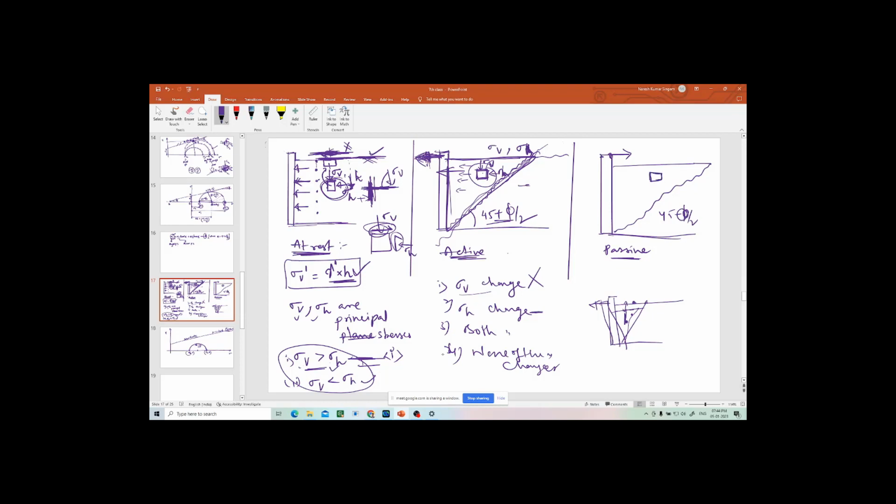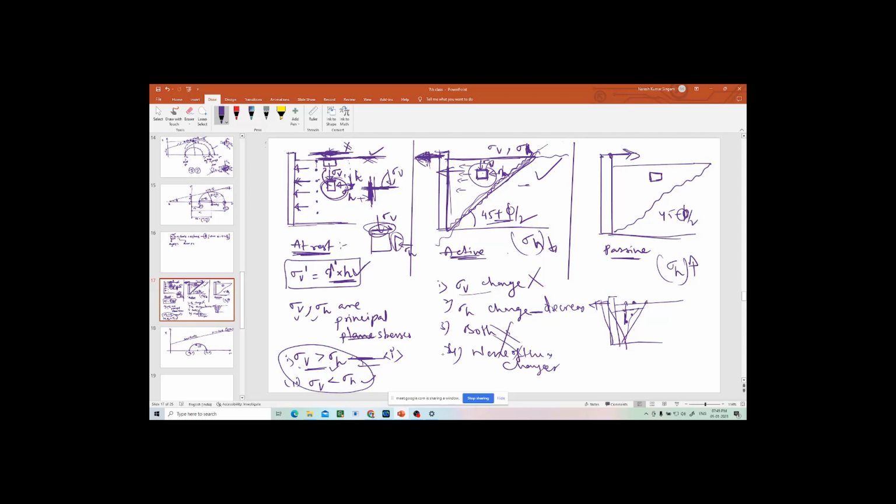In this condition, sigma h changes because you are releasing the pressure in the horizontal direction, so sigma h will decrease. Here you are moving towards the soil, that means you are again pressurizing the soil. Because of that, sigma h will increase in this condition. Sigma h will decrease in the active condition. So at one point they will fail, and in this condition also at one point they will fail.